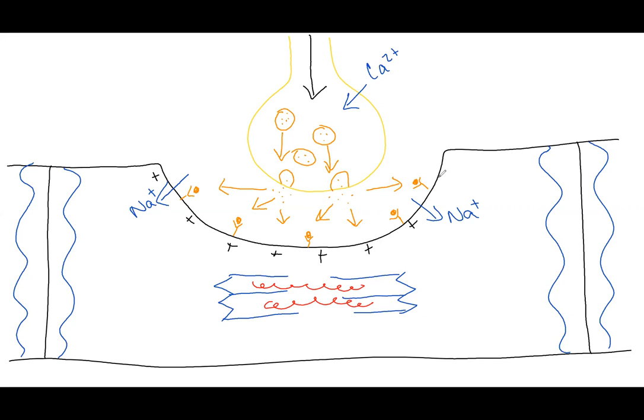Now, initially, this is just going to happen at the motor end plate. If we depolarize enough to hit threshold, remember the number for threshold is -50 to -55. If we hit threshold, we get a ton of sodium channels opening. And that's going to cause the inside to become very positive. It gets up to positive 30, and that's how we get an action potential, which is going to self-generate. It's going to spread down the sarcolemma and down the T tubules.